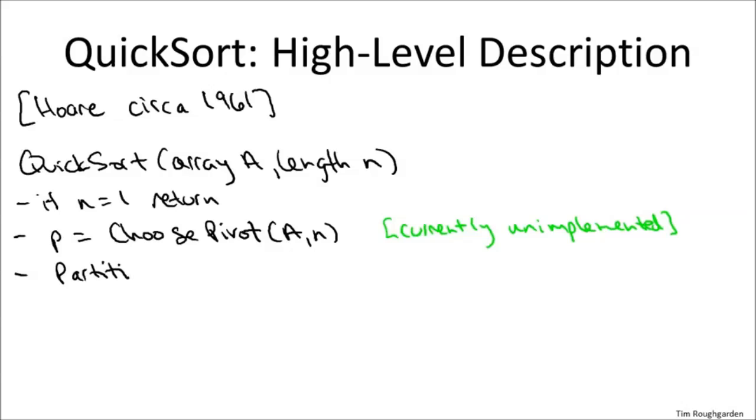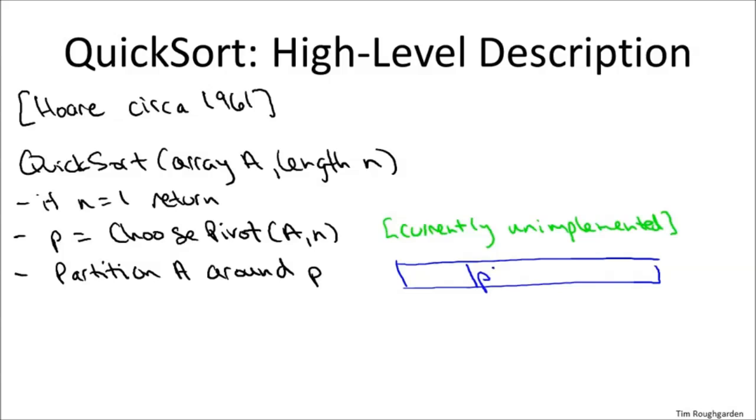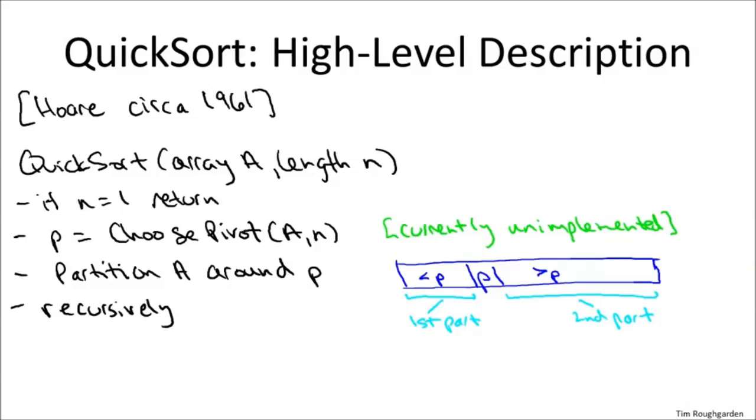So recall that results in a version of the array in which the pivot element p is in its rightful position. Everything to the left of p is less than p. Everything to the right of the pivot is bigger than the pivot. And now all you have to do to finish up is recurse on both sides. So let's call the elements less than p the first part of the partitioned array, and the elements greater than p the second part of the partitioned array. And now we just call Quicksort again to recursively sort the first part and then to recursively sort the second part.